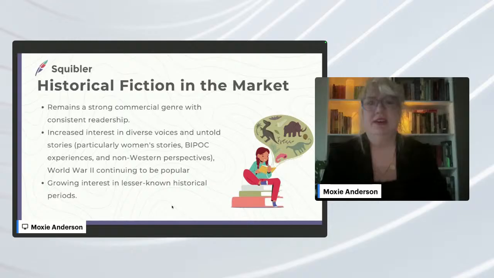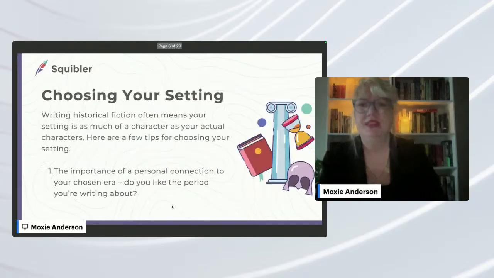In the marketplace, in selling your books after you've written them, historical fiction is still a really strong commercial genre, and it has a consistent readership. There's an increased interest in diverse voices and untold stories. So if you're writing something that taps into women's stories, BIPOC experiences, non-Western perspectives, World War II continues to be popular. These are all things that you can tap into that readers are still interested in. There's also a growing interest in lesser known historical periods, and we'll get into that in a little bit.